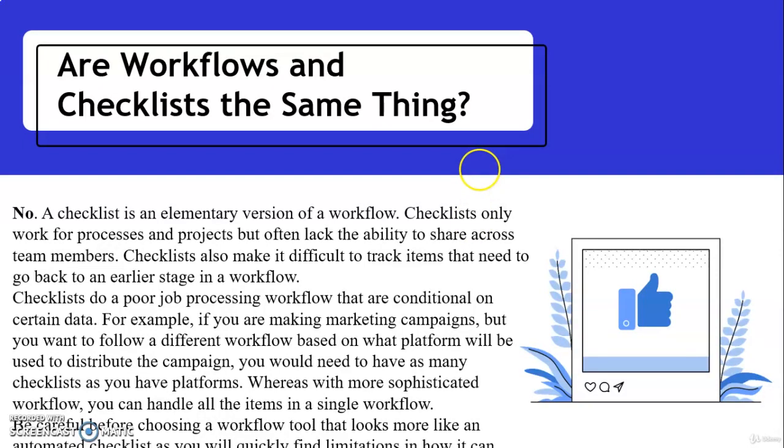Are workflows and checklists the same thing? Again, no. You have only two things to consider. A workflow defines the sequence, and a checklist is basically an elementary version of that. Checklists only work for processes, not for workflows. Also, a checklist makes it difficult to track items that need to go back to an earlier stage of the workflow.